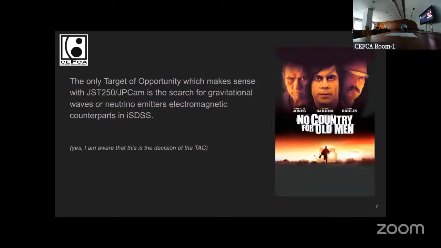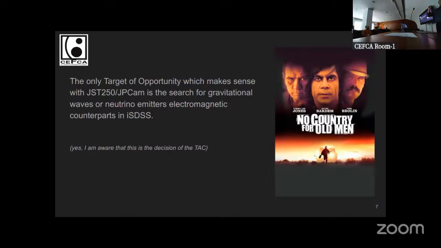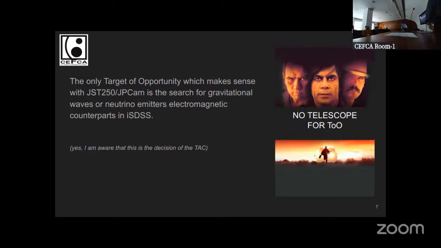So the problem is with the form JPCam is built: it doesn't make sense to observe one star, one point source, in the 56 filters. So if you want to do a target of opportunity to observe one star, it basically doesn't make sense. It makes sense to use the wide field, for example, for electromagnetic counterparts of gravitational waves, like Gaston is interested in. So yeah, no telescope for target of opportunity.